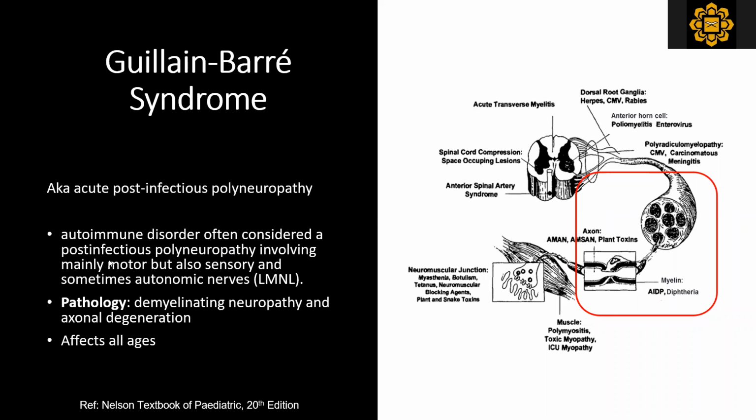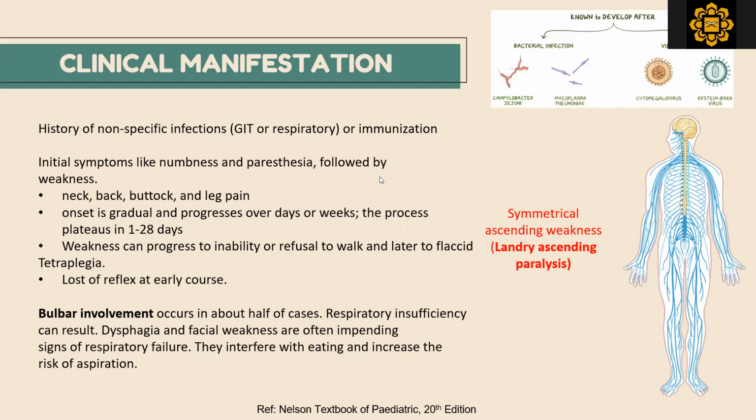The other name we can use is post-infectious polyneuropathy. So usually in the presentation, we have a history of non-specific infection, usually GIT or respiratory infection. So the organism can be bacteria or viral. Usually the most common are Campylobacter jejuni and Mycoplasma pneumoniae. For the viral, it can be cytomegalovirus and Epstein-Barr.